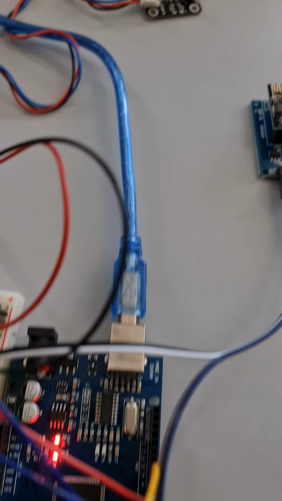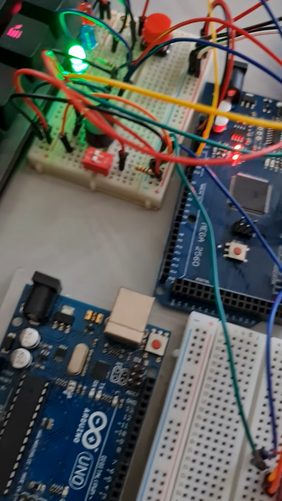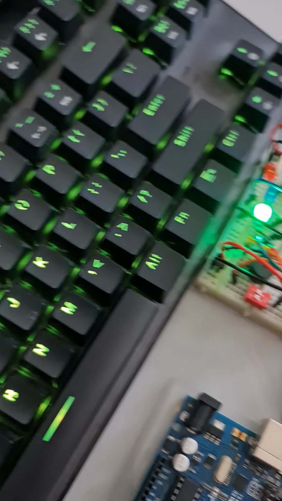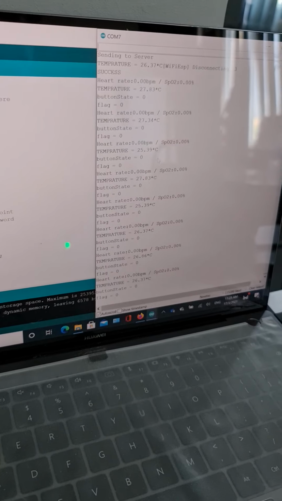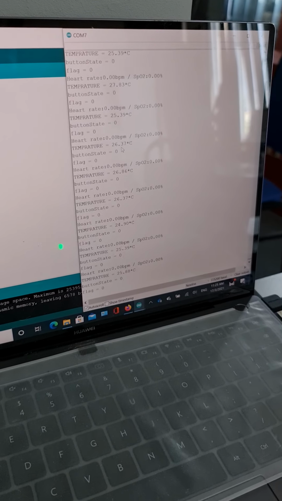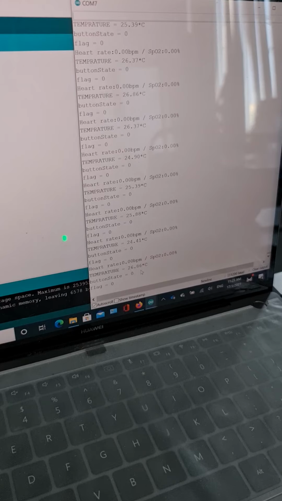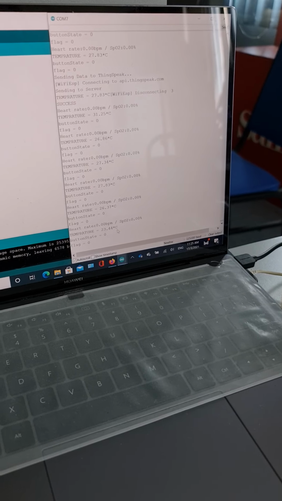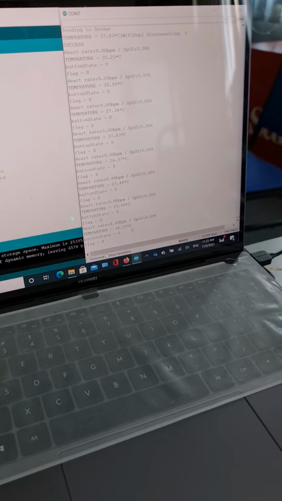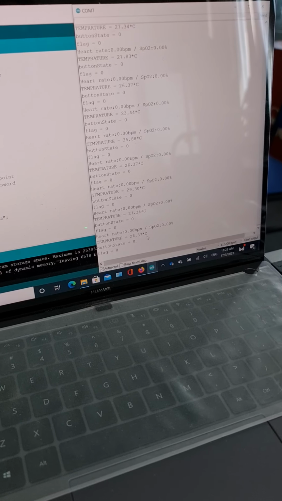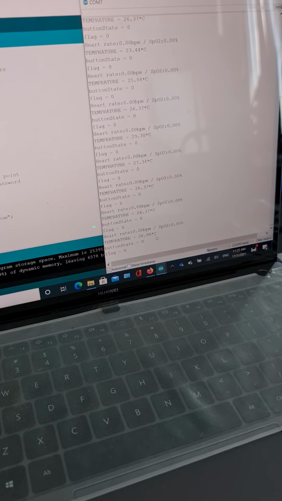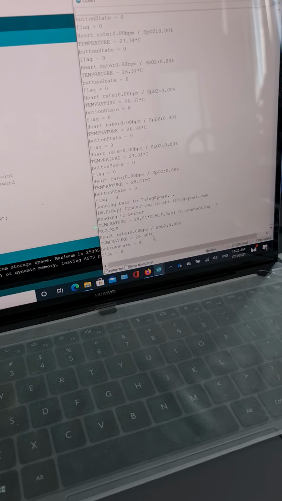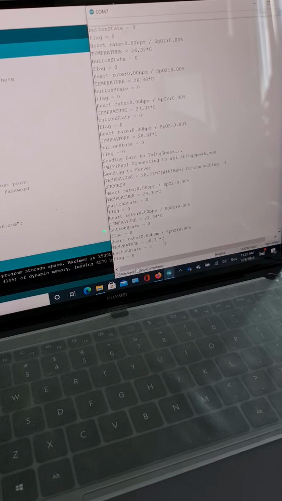So let me show you how this works on the serial monitor. This is the running mode of the serial monitor. We are measuring temperature now. It's 25, room temperature. If I touch this, the temperature is increasing, like 26, 27, increasing, right? So it should increase now, 27, okay? 28, 29. So this is how the temperature works.